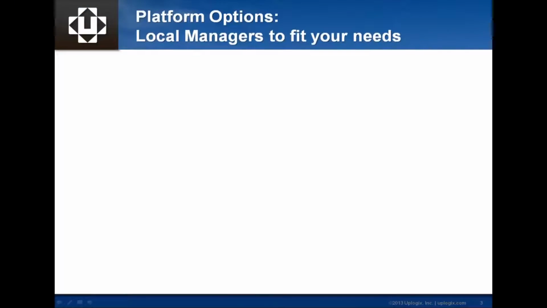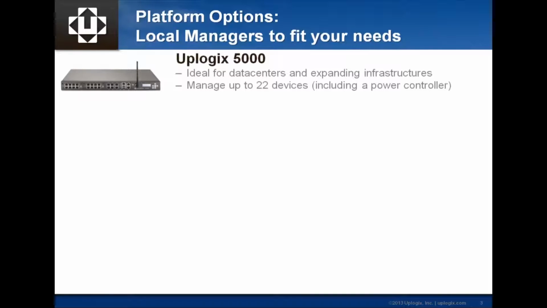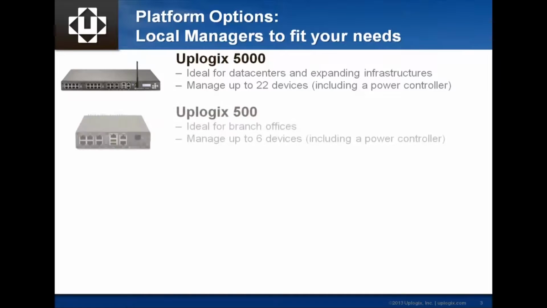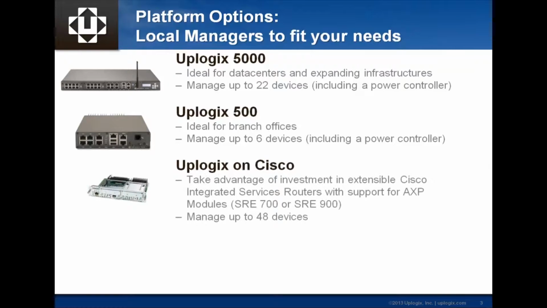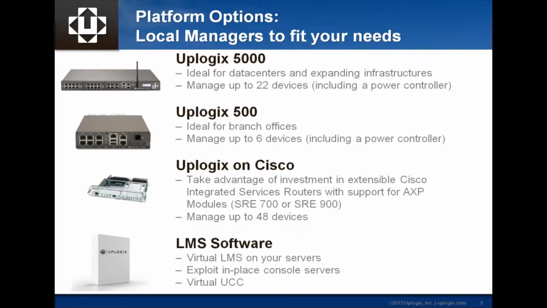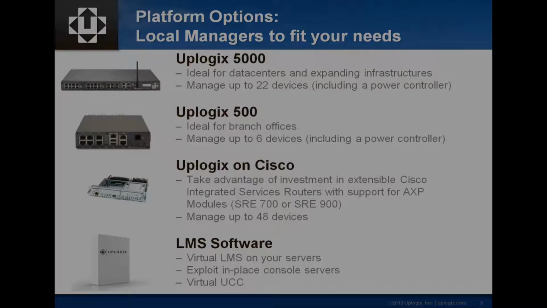We have a variety of hardware options to suit your needs, from the Uplogix 5000, which has up to 22 devices that can be managed, which is ideal for our data centers, and the smaller 500, good for those branch office locations that can manage up to 6 devices. In addition, we can load our software onto an SRE blade and run it on an existing Cisco router. Also, we offer custom virtual solutions that you can put in place to exploit your already existing console servers that you may have deployed across your infrastructure.